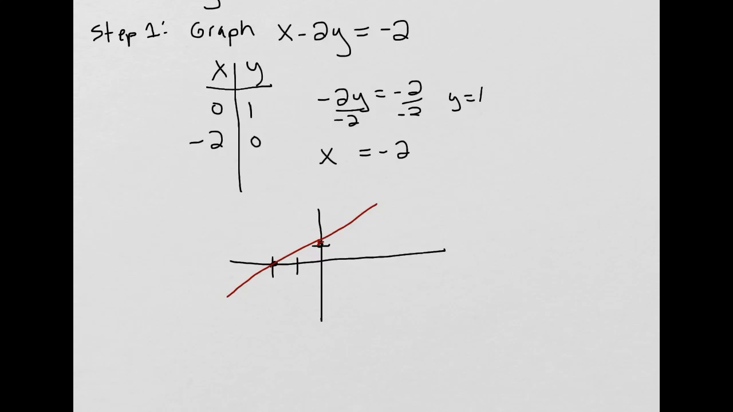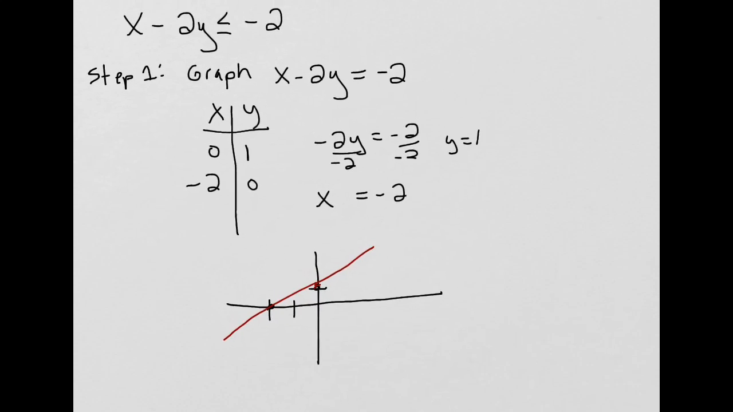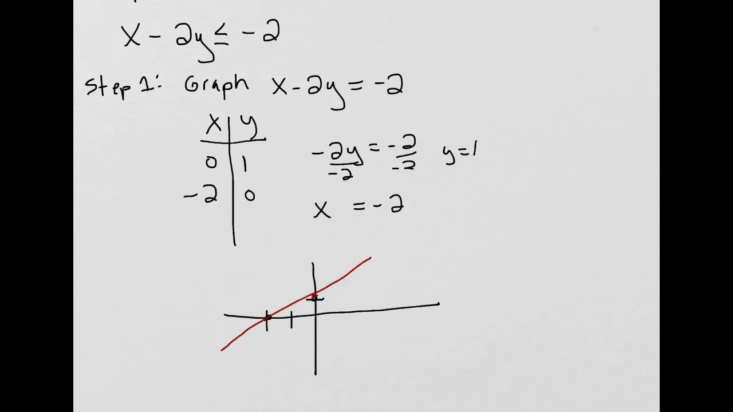What that line represents is the x and y coordinates where x minus 2y equals negative 2. Well, my job is to graph the x and y coordinates where x minus 2y is less than or equal to negative 2. So this line that I drew should count in my solution because it does include equality. But I also want to graph some other points as well.